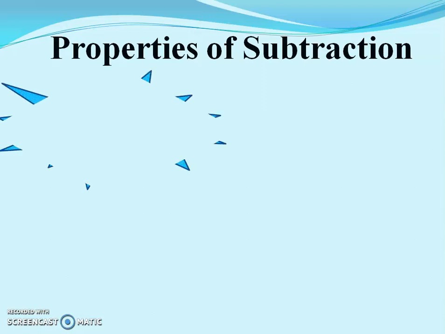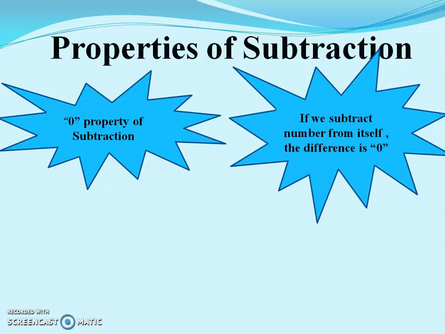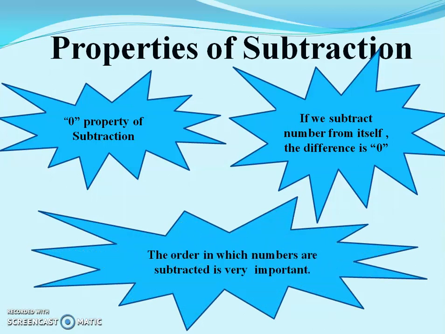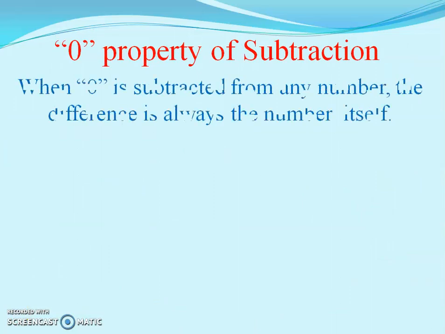Now, let's see the properties of subtraction with their explanations along with examples. Zero property of subtraction. If we subtract a number from itself, the difference is 0. The order in which numbers are subtracted is very important. Number 1. Zero property of subtraction. When 0 is subtracted from any number, the difference is always the number itself.